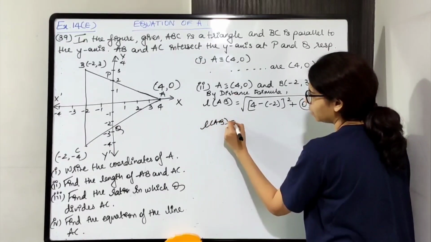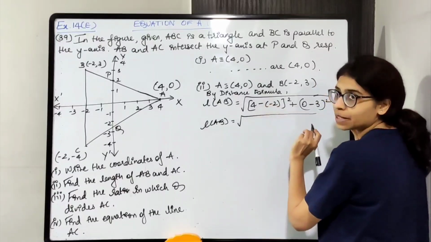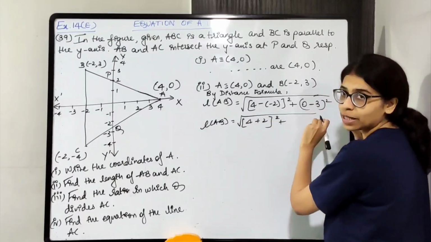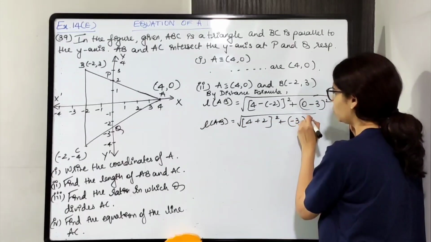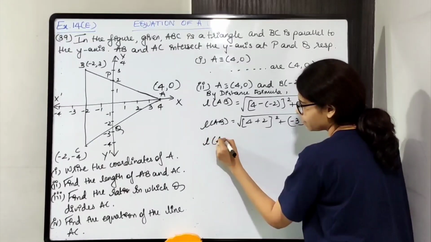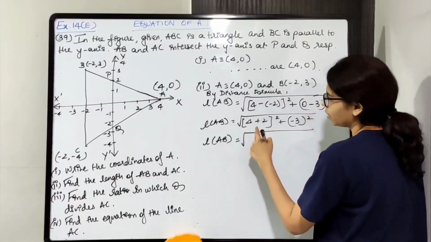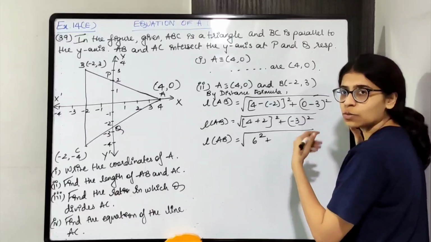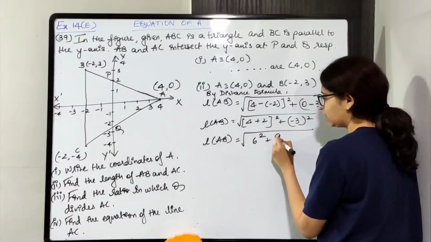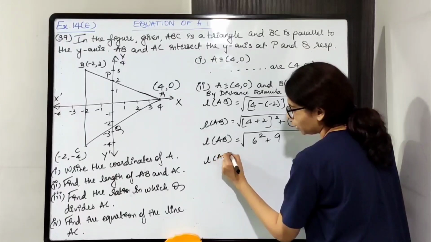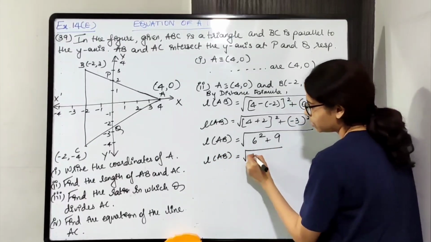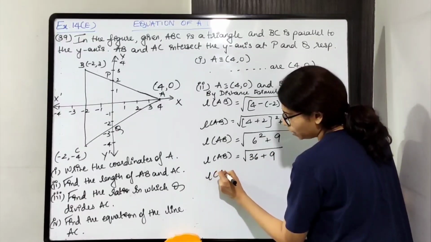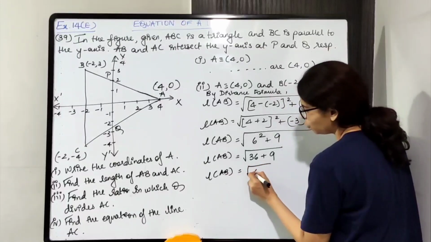So that will give minus minus plus हो जाएगा. So 4 plus 2 the whole का square plus 0 minus 3 is nothing but -3 का square. Four plus 2 is 6. 6 square plus negative का square positive ही होगा, so it will give 9. Length of AB will be 6 का square 36 plus 9. So length of AB will be square root of 45.